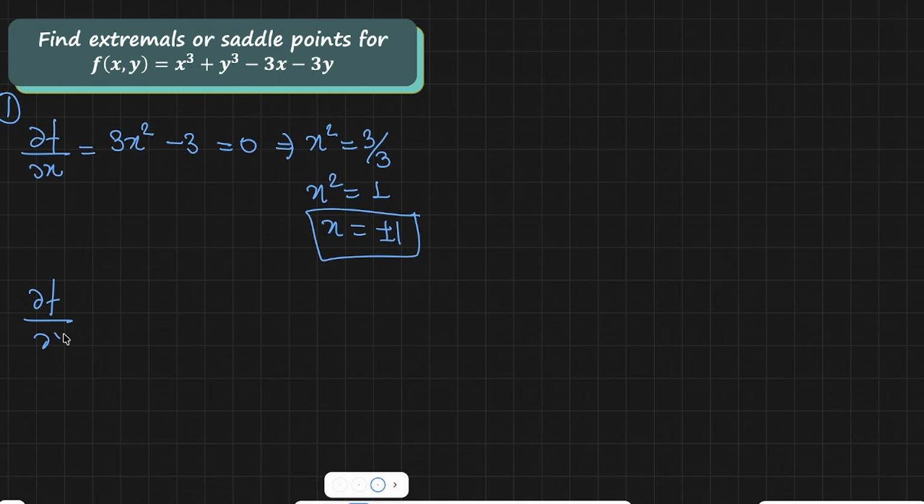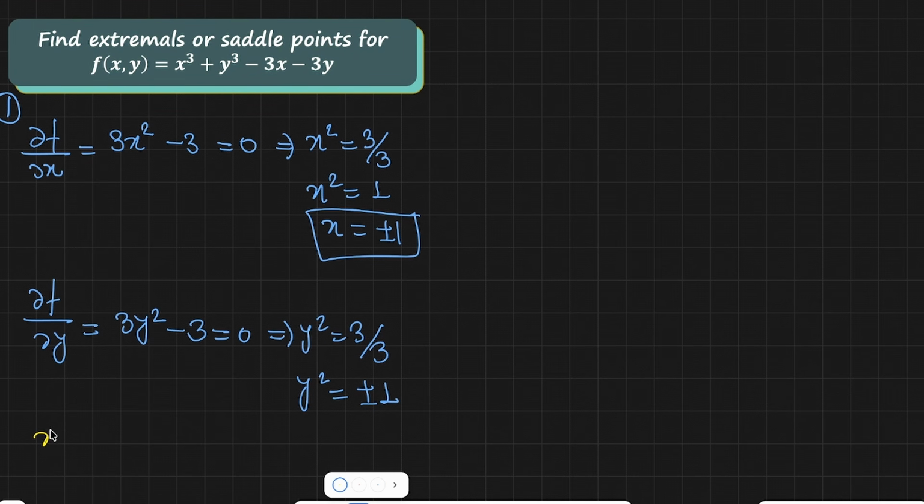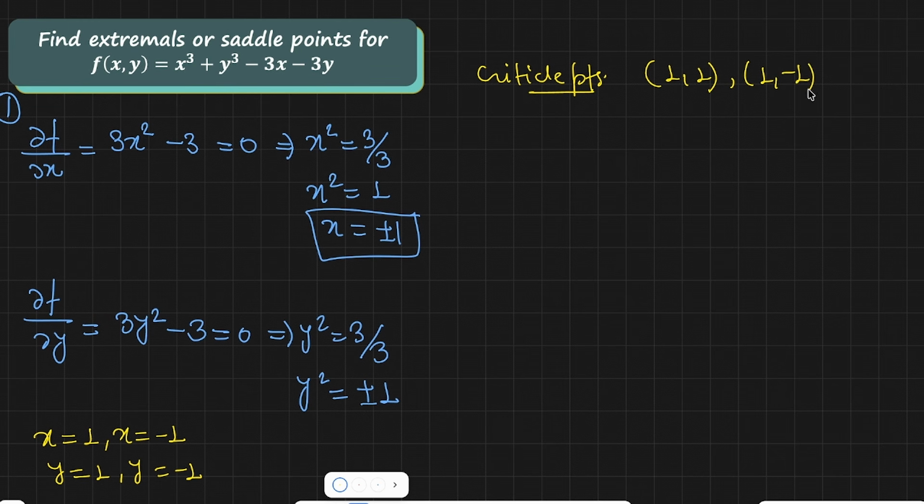Similarly, I will find the partial derivative with respect to y. It will be 3y squared minus 3, because the other term is 0 with respect to y. Then set it to 0, so y squared is equal to 3 upon 3, so y is equal to plus or minus 1. So what critical points am I getting? x is equal to 1, x is equal to minus 1, y is equal to 1, y is equal to minus 1. You make the pairs. So the critical points that I am getting are (1,1), (1,-1), (-1,1) and (-1,-1). I am getting 4 critical points.